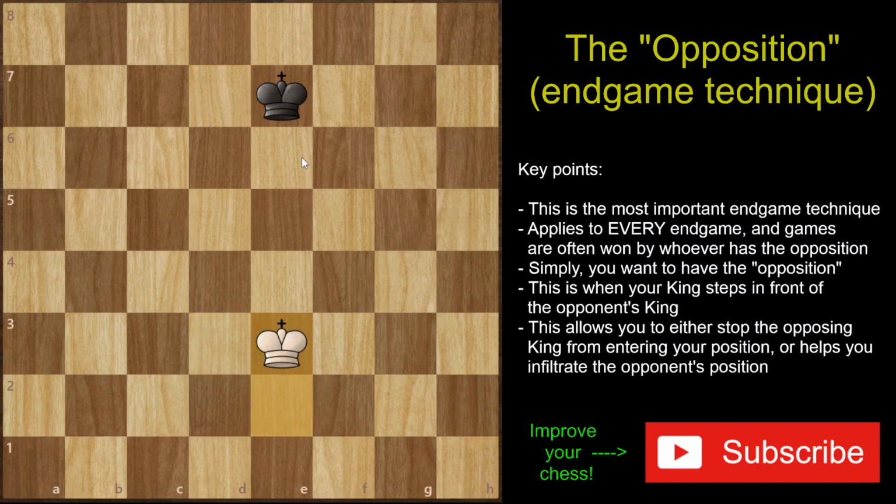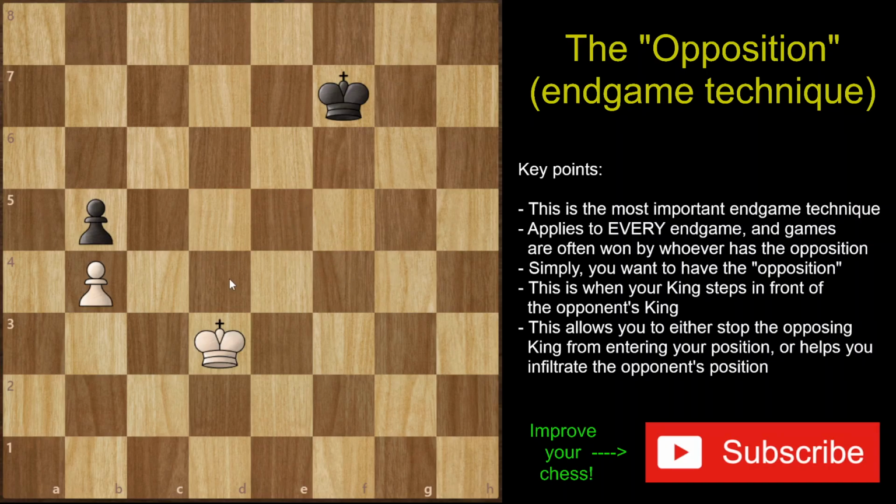But what white doesn't want to do, for illustrative purposes, is if black goes here, white doesn't want to go here because then black gets opposition. So you want to be stepping your king in front of the other king. Now, let's go through some examples to show you what's extremely crucial.